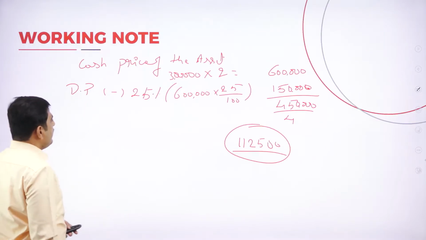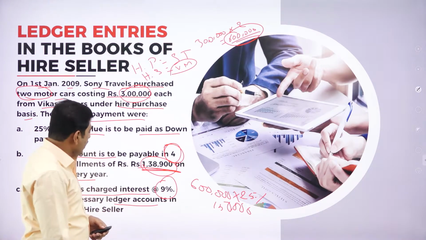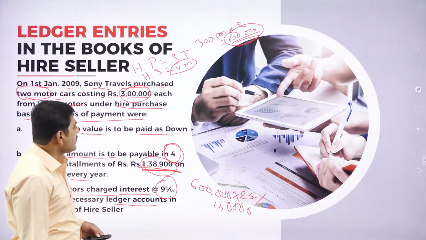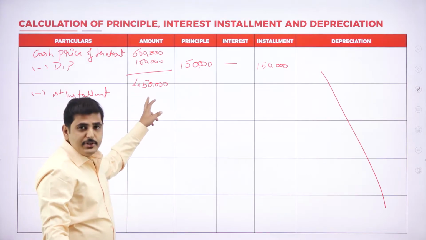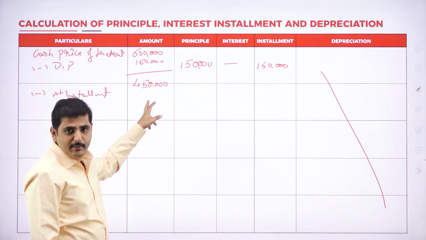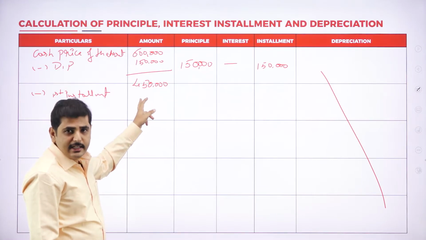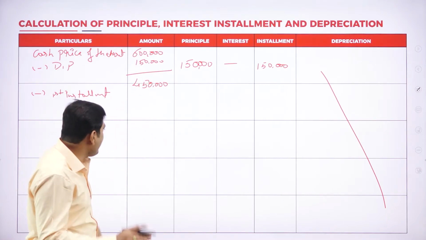So, what is our first installment? Let's calculate. Every year the installment should be the same. How much? 1,38,900, and we have to calculate the interest first. So, let's calculate the interest. On the 4,50,000 we should calculate the interest, because this is the remaining balance we have to pay to the hire seller. So, on this amount, the remaining balance, we should calculate the interest, not on 6 lakh rupees. Please bear in your mind.